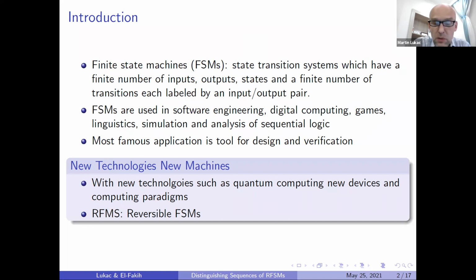Now, similarly to any other tools, when new computing technology arrives, such as quantum computing or reversible computing, this tool needs to be adapted and revised. And therefore, in this work, we are looking at specific properties of these finite state machines adapted to reversible computing.